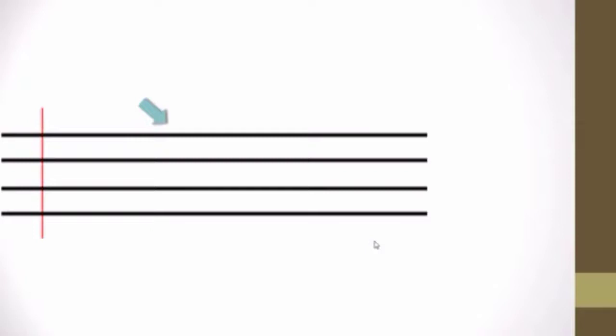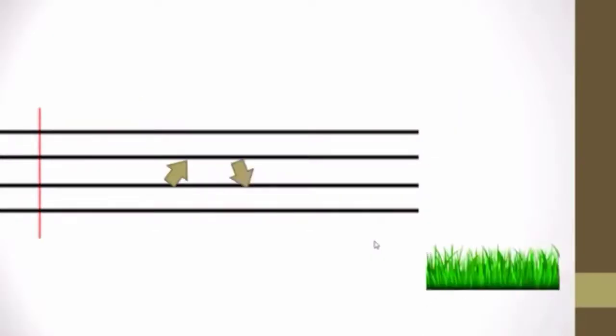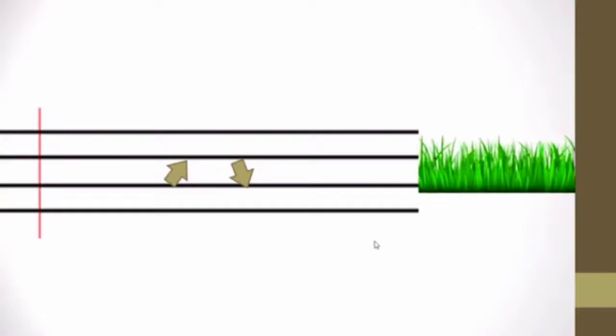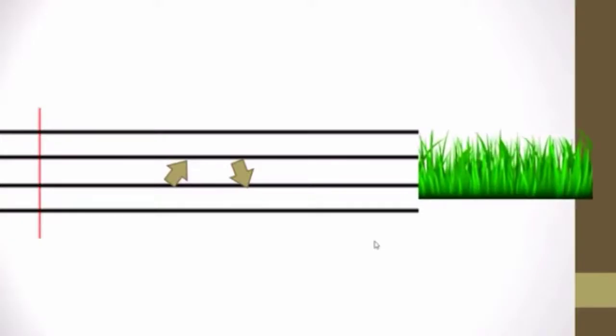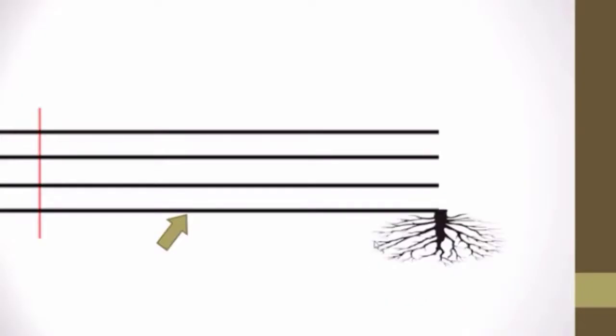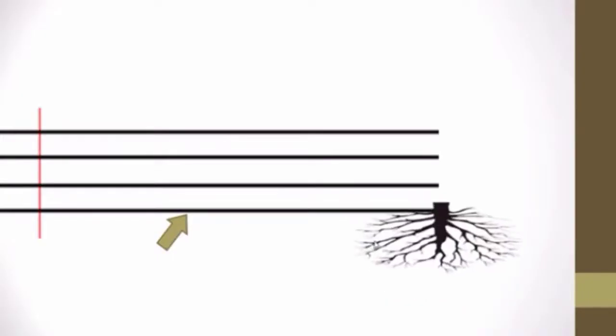Just like this. Top line is called skyline. Middle lines are called grass lines. And bottom line is called root line.